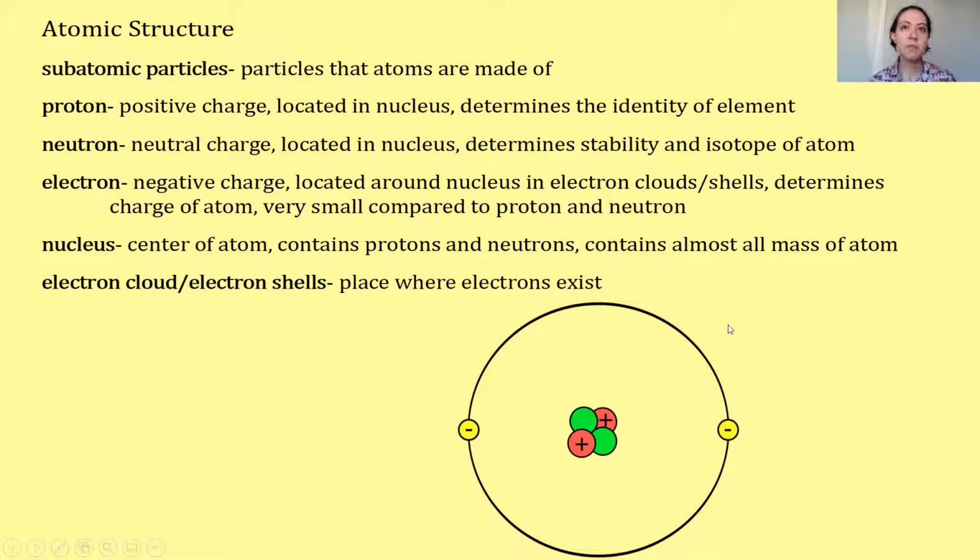Neutrons and protons both have approximately the same mass. A neutron weighs just a little bit more than a proton. And neutrons are really important because they determine what isotope an element is, which is something we'll talk about in the next set of notes, and also determine stability.